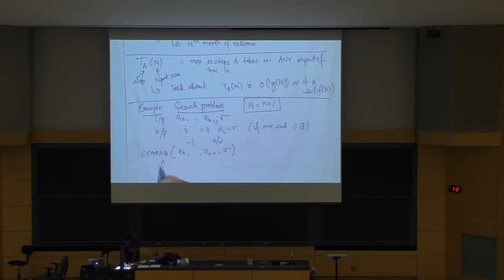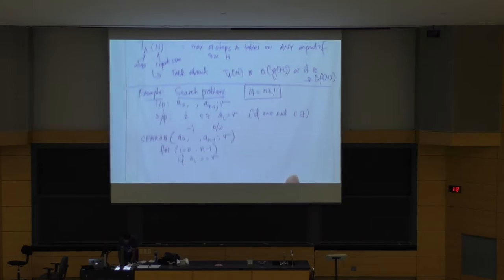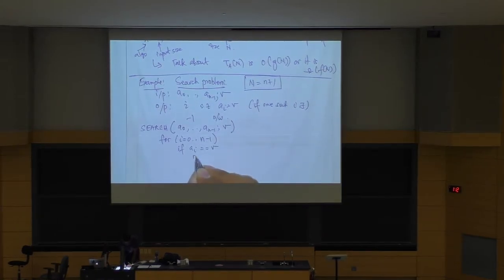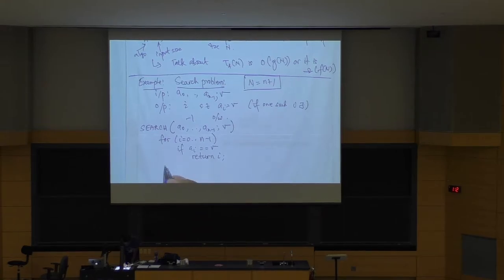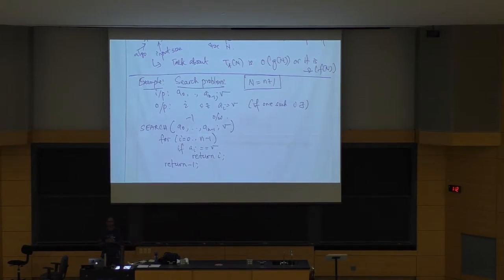All right. So you run the loop from i equals 0 to n minus 1. If a_i matches this value v, then you return i. Otherwise, if you don't find anything, you return minus 1. Okay, so again, just kind of walk through it.